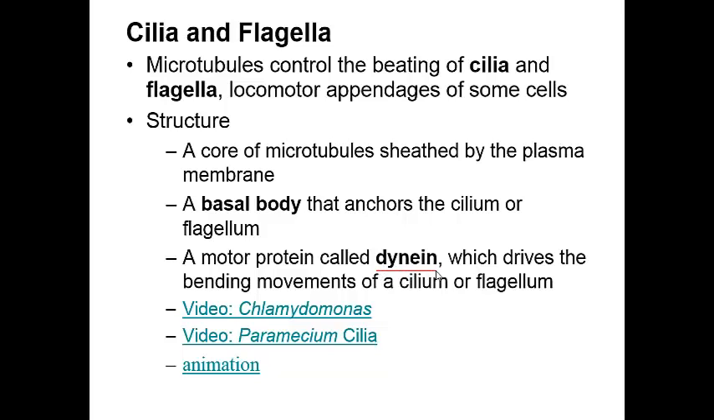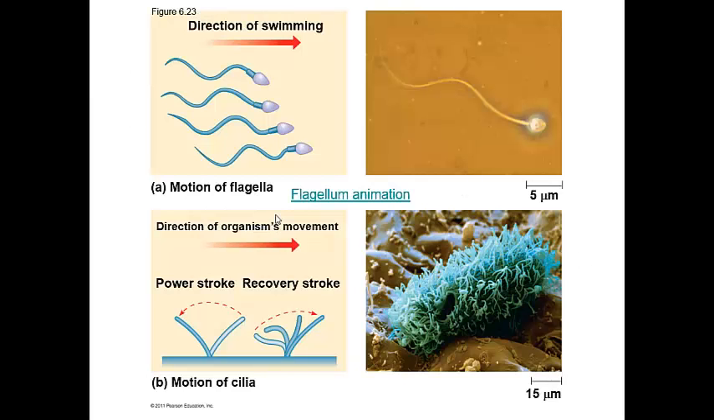and the microtubules of a cilia or flagella are sheathed by a piece of plasma membrane. So they have a piece of membrane covering the microtubules. The cilia or flagella gets anchored to the cell using a basal body. Let's look at how the microtubules and motor proteins cause movement of cilia and flagella.